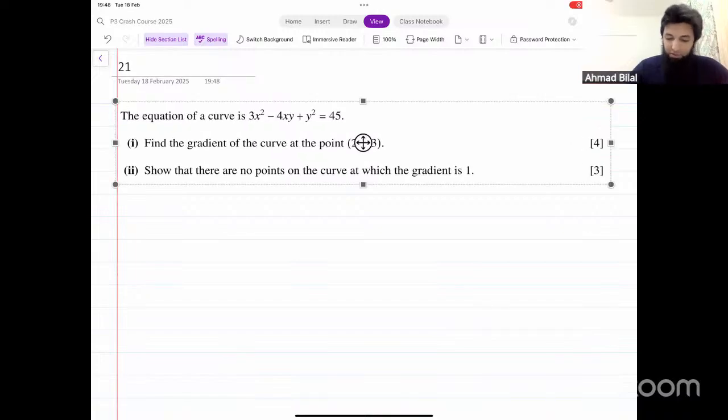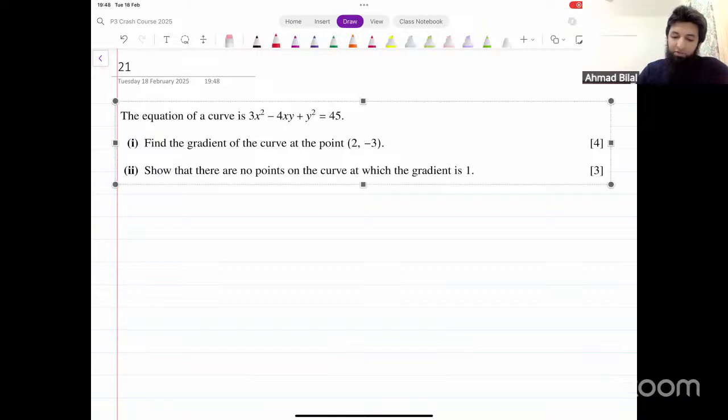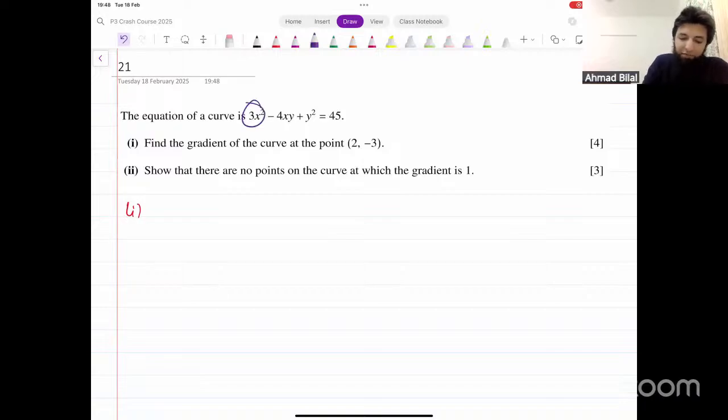Okay, so it says the equation of a curve is this. Find the gradient of the curve at the point (2, -3). Now, y is not the subject. How do you find the derivative of this? You'll have to use implicit differentiation. The derivative of 3x squared is 6x. The derivative of minus 4xy is a product. You can keep 4 outside.